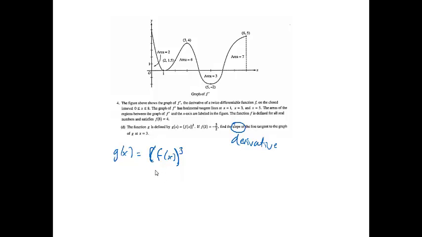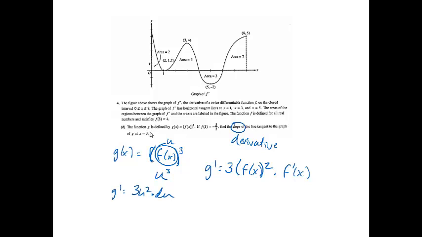So I'm actually going to use u for this one, make it u cubed. And so I know the derivative will equal 3u squared times du. So when I go to find this derivative, 3u squared, u again was f of x, and then times the derivative of f of x, which will be f prime of x. We would like to find the slope of the tangent at 3, so wherever I have an x, I put 3 in. So I'll get 3 times f of 3 squared times f prime of 3.